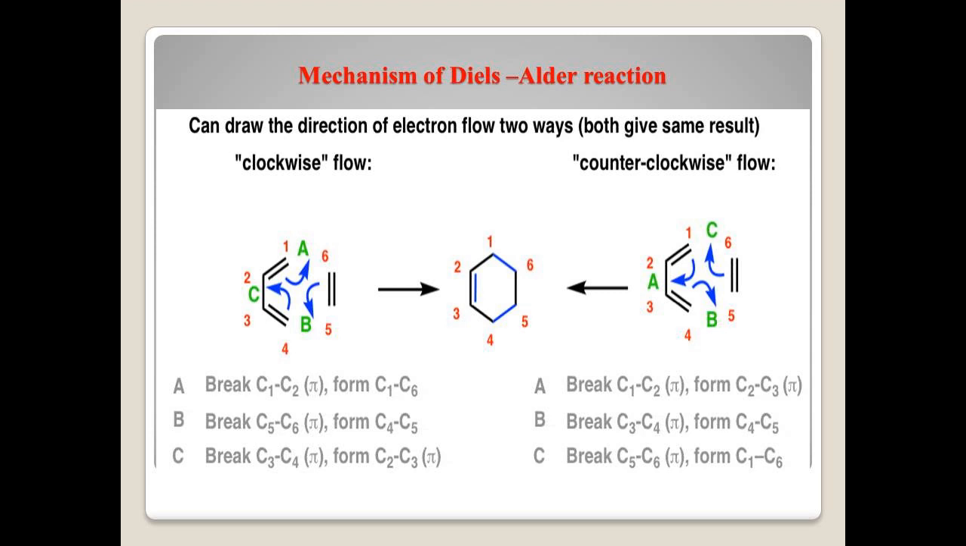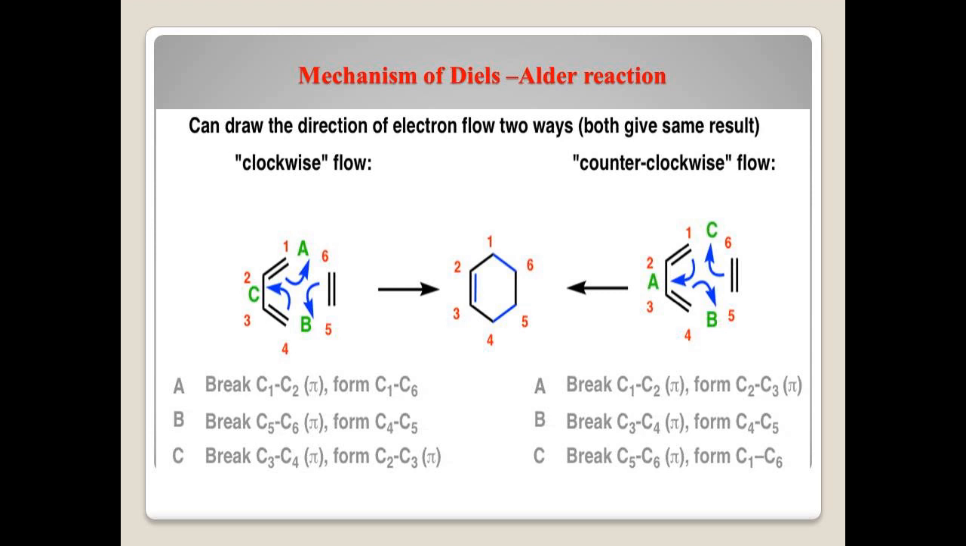Next, the third and fourth carbons having a double bond, that means one pi bond and one single bond, and that pi bond breaks. That double bond shifts to the third and second positions. Next, the second and first positions having a double bond, this breaks and a new single sigma bond is created.